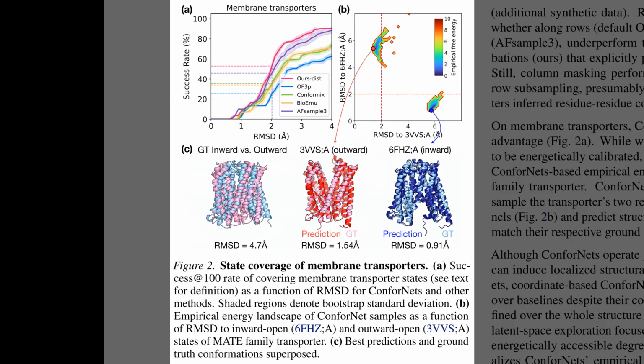So, Table 1 showed the broad performance. Figure 2 now visualizes this state coverage specifically for membrane transporters. In Panel A, the success rate curves show that the distogram version of ConforNets consistently exceeds other methods. This success is measured by root mean square deviation, which is the average distance between atoms in predicted and actual protein shapes. Panel B displays an empirical energy landscape, which maps shape stability and reveals two distinct basins for inward and outward states. Finally, Panel C superimposes the predictions, showing that the model captures both orientations with high precision.